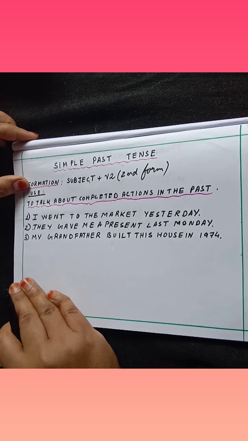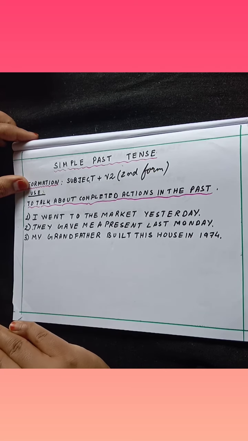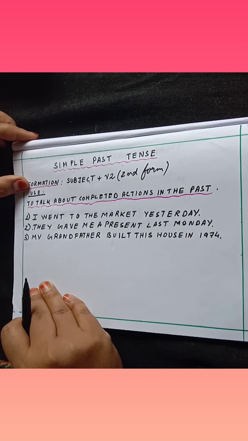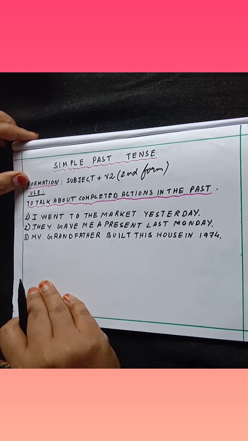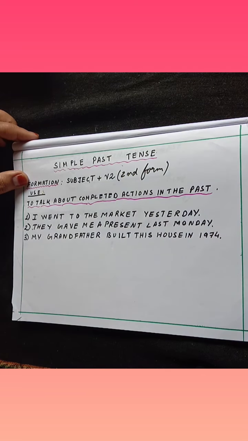There are no rules as such for changing the forms of the verb. You have to keep them in mind, at least those words which we use regularly in our conversation or while writing your answers. So what is the use of simple past tense, or where do we use the simple past tense? Let us understand this with the help of a few examples.